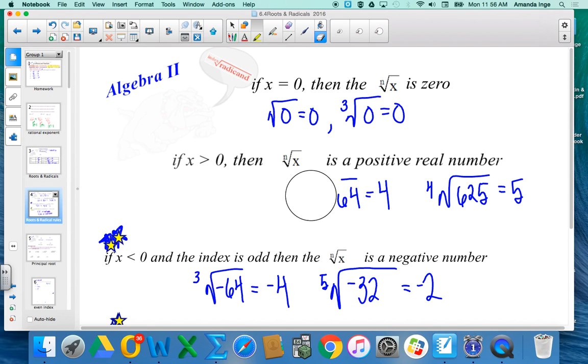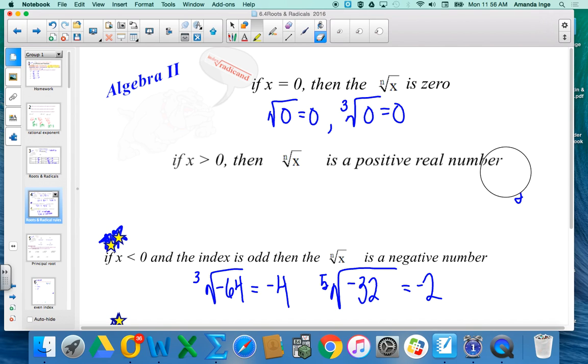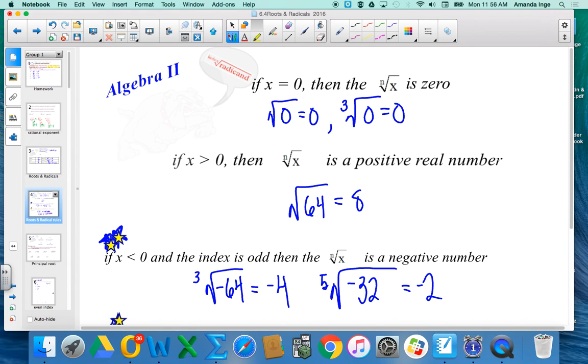Here, if x is greater than 0, then the nth root of x is a positive number. What this is saying is that if x is greater than 0, meaning it's a positive number, then this is equal to 8. This, of course, would be equal to 4. And I could go on.